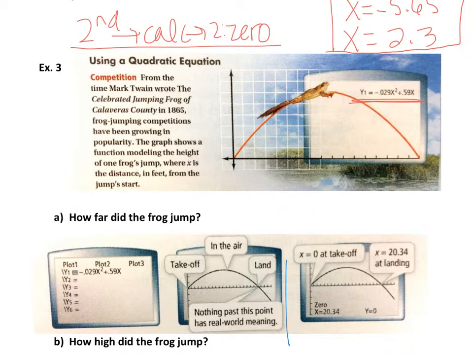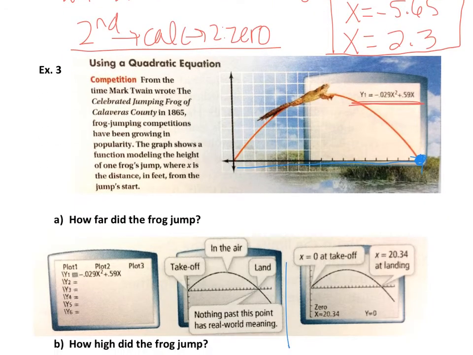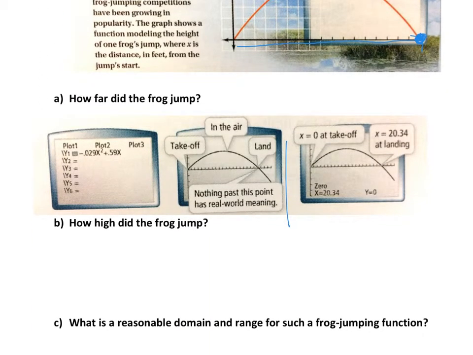Now, how far does the frog hop? That is going to be how far along the x-axis until he hits the ground again. So we're wanting this point right here. Okay, so when it says how far did the frog jump, that's what we're after, is this point right here, which we just learned is called a 0. So we can follow what we just learned on the calculator, plug in the equation into y equals.